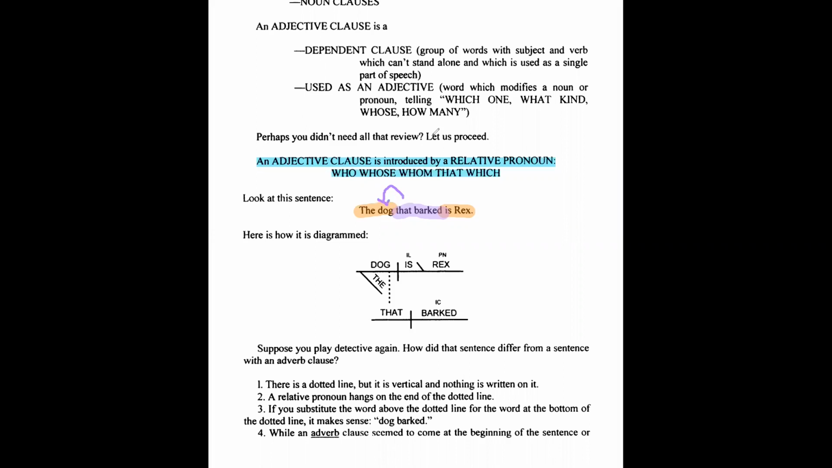So how are we going to diagram it? Well, first thing, and if you don't go in this order, you will diagram it incorrectly, I promise you. First thing you have to do, diagram the independent clause. The dog is Rex. That's the first thing you do. First identify it, then diagram it. Then diagram the adjective clause. That barked. I know that barked is the adjective clause because it begins with that, which is a relative pronoun, and that's the subject of this clause, and then barked is the verb.